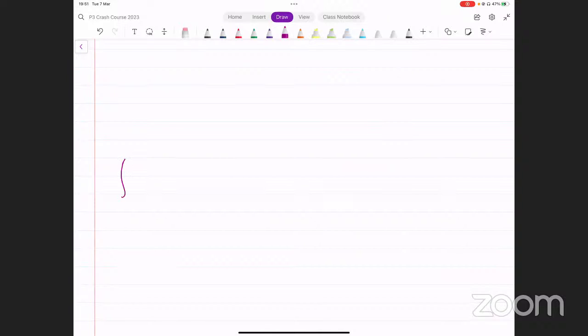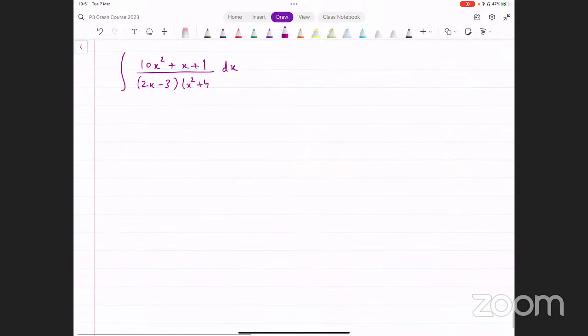So let's say we have a fraction like this: (10x squared plus x plus 1) divided by (2x minus 3) into (x squared plus 4). We want to integrate this fraction.